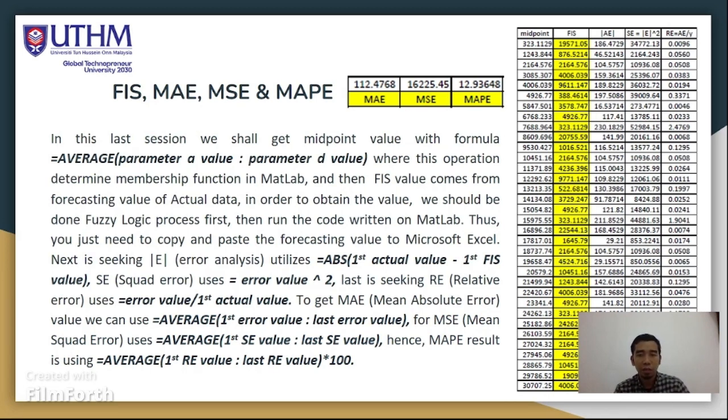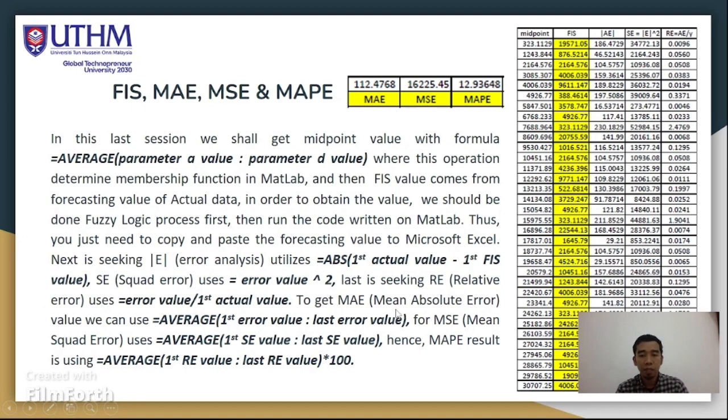Now run the code written in MATLAB. Then you just need to copy and paste the forecasting value to Microsoft Excel. This is the data from MATLAB that I copy and paste here. Next is seeking the error. In our analysis, we utilize the formula, and we are looking for the squared error using this formula. And next is the relative error, using this formula.